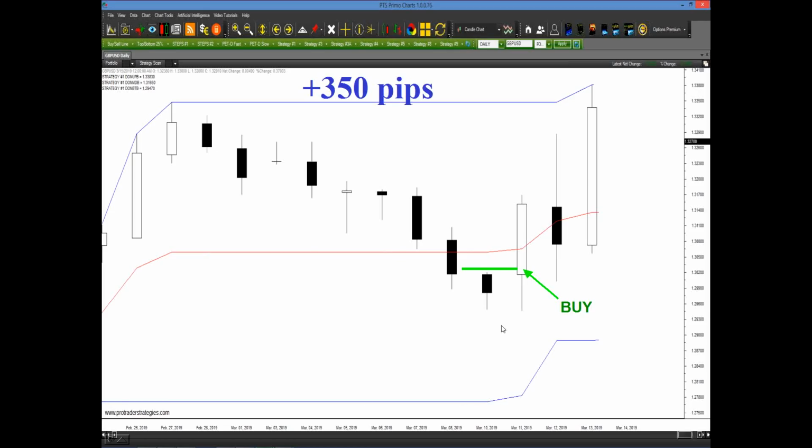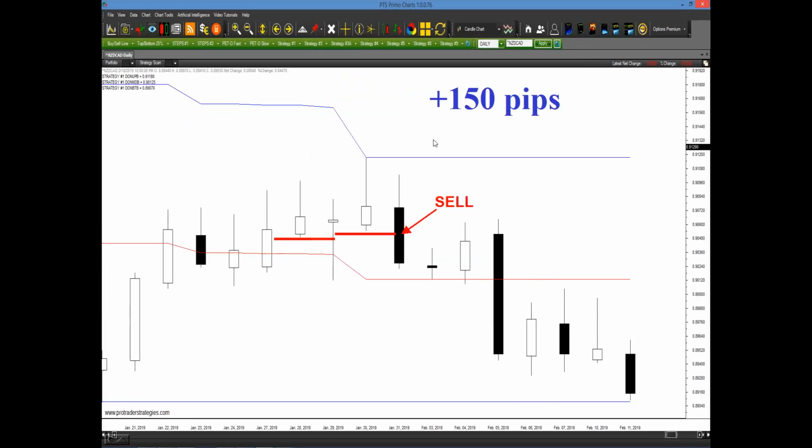We see it coming up here again. As we decline, we intersect the midline, and now we are entirely below it. You could have purchased the British pound on the 11th of March, 350 pips in the next 3 days. That's about over $3,000 per unit if you had traded the British pound on a daily chart.